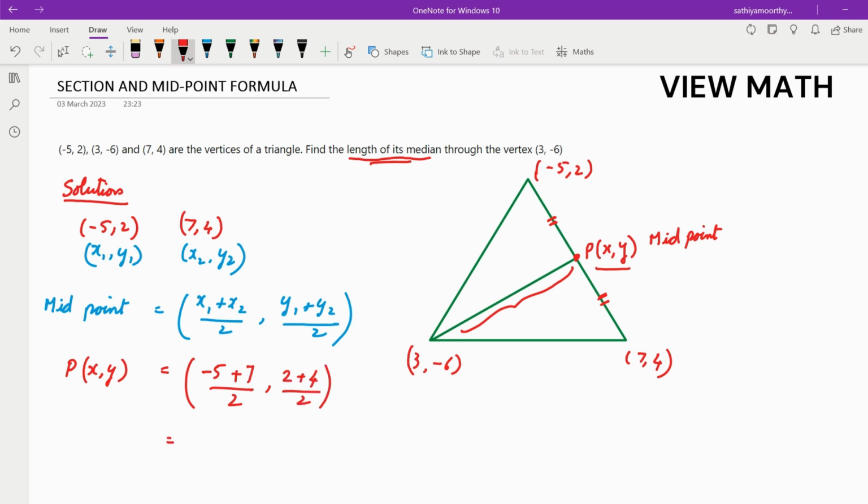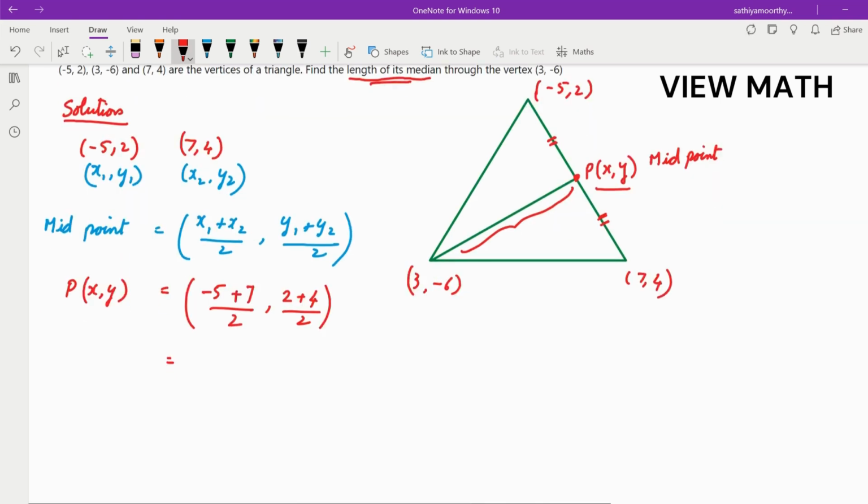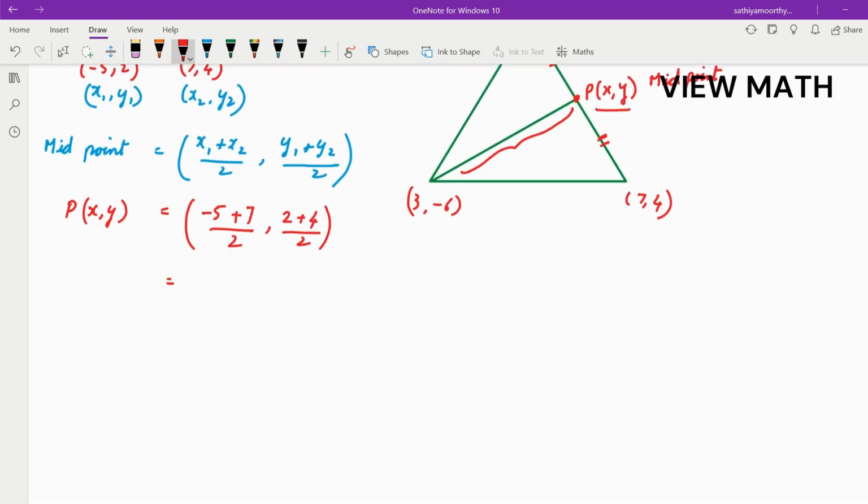So let me simplify this. I'm getting minus 5 plus 7 is 2, 2 by 2 comma 2 plus 4 is 6 by 2. So 2 by 2 is 1 comma 6 by 2 is 3. So the midpoint P is x comma y, which is 1 comma 3 we have found out.